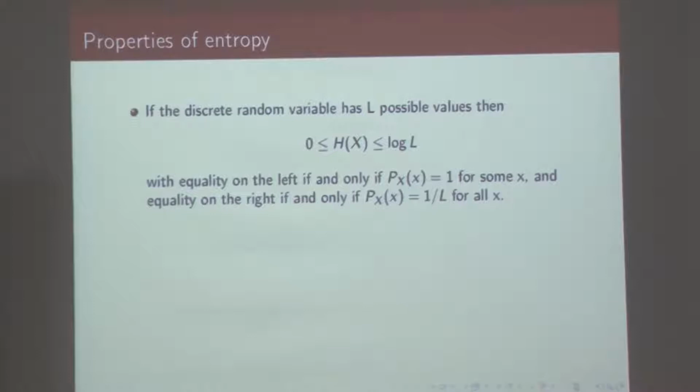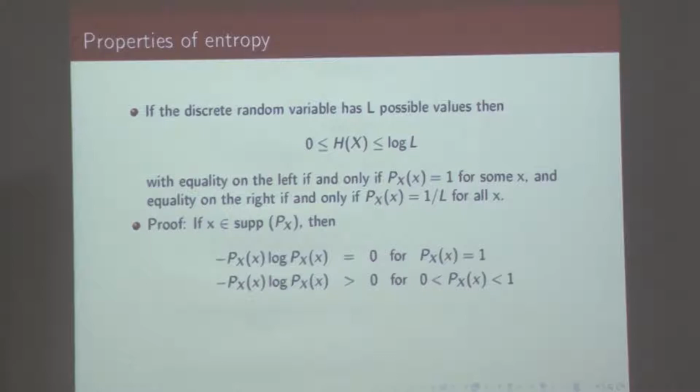So, if you look at the expression for entropy, we have terms of the form minus pi log pi, right? Now, if p of x is 1, what do you get? Log of 1 will be 0. So, that will be 0, and if p of x is 1 for some x, for other x, p of x will be 0. So basically, then entropy will be 0 for p of x equal to 1.